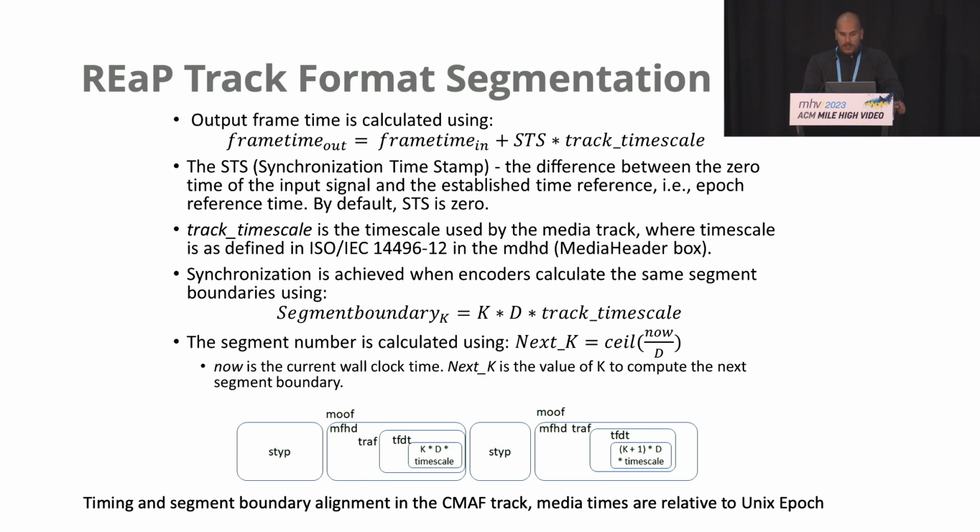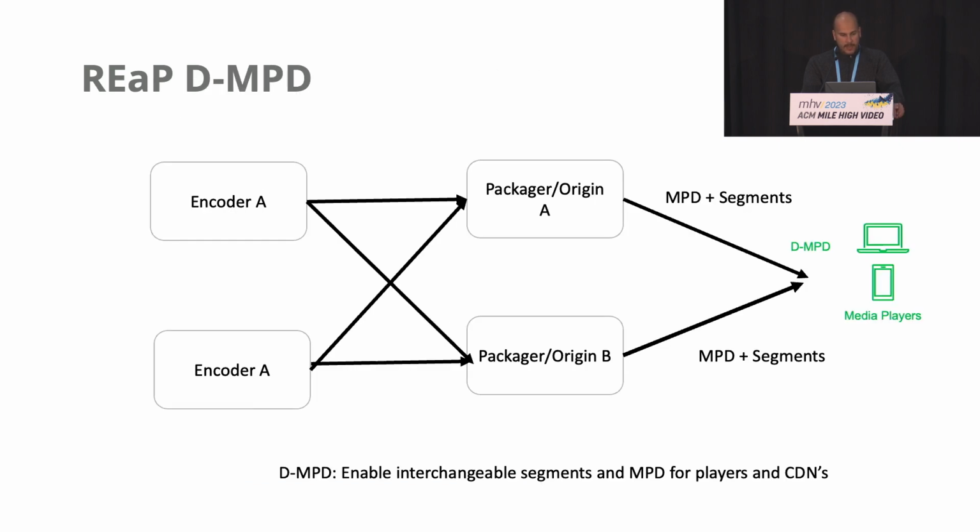In the end, a REAP track is in essence a CMAF track. It's just that there is some additional constraint on how you segment it and that you use the Unix epoch as a time anchor. This is actually a concept that's been shown before by encoder companies, including AWS, the epoch locking, they call it. So this is actually a known strategy.